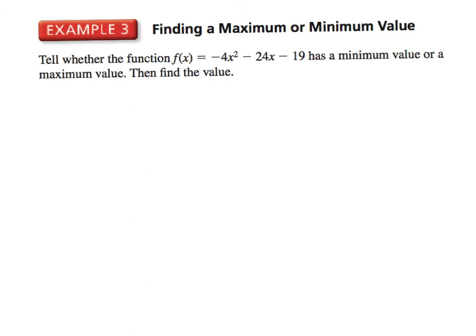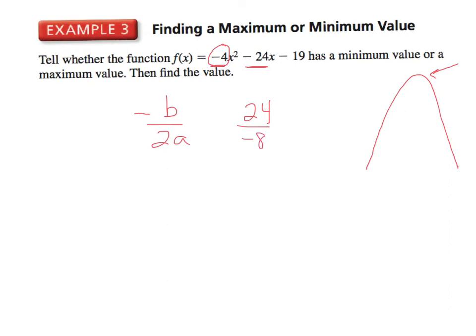So example 3, tell whether this function has a min value or a max value. Right off the bat, I see that it's negative 4. That means it's going to look something like this. Therefore, this is going to have a maximum point. So how do you find it? All you do is find the vertex. So the vertex is negative b over 2a. b is negative 24, so if I plug that in, that gives me positive 24 divided by 2 times a, which is negative 4, so that gives me 24 divided by negative 8, which gives me negative 3. So we have a maximum.